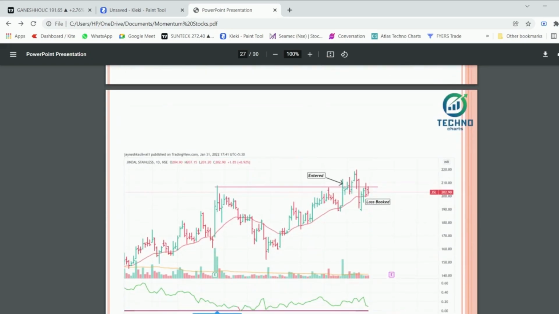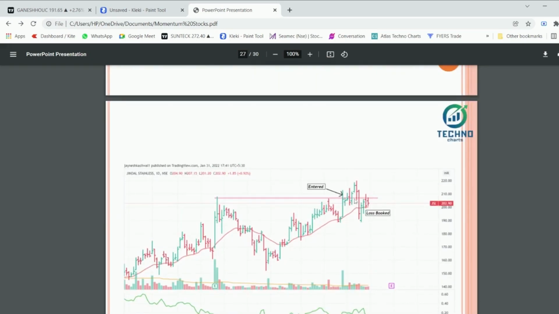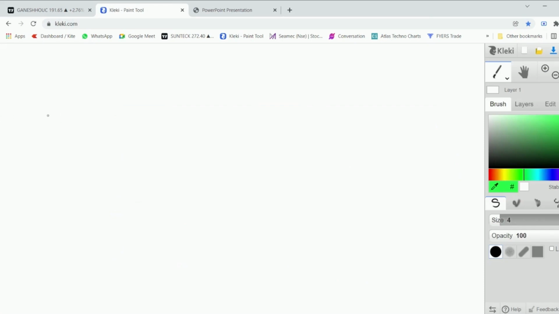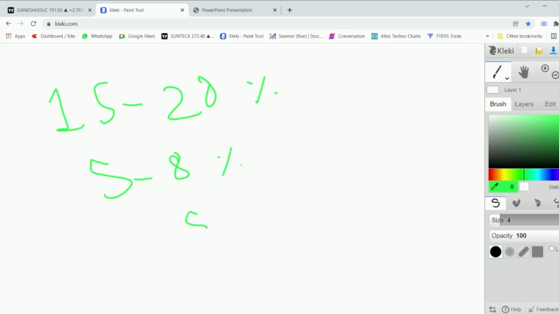And for example, in case of Jindal Stainless Steel, if you had entered here and exited here, then that is not an issue. You always have to keep in mind, whenever you are making profits, your profit should be in the percentage terms of 15 to 20%, and whenever you are making a loss, your loss should be capped to 5 to 8%. And hence, even with a 50% win ratio, using this strategy, you can make a decent amount of money over a period of time.